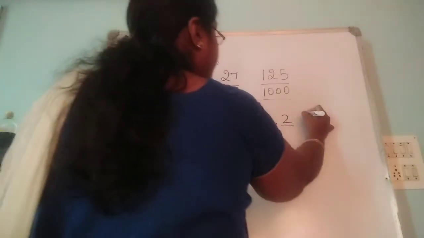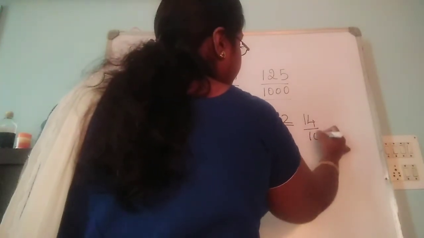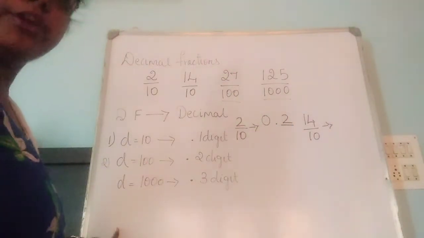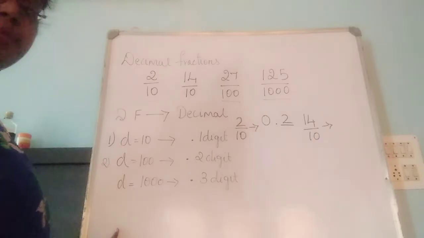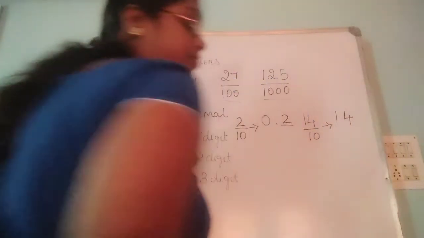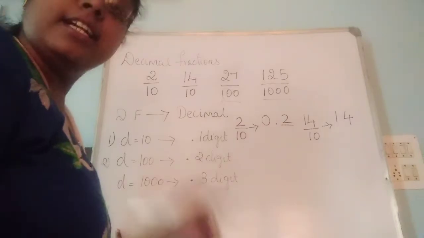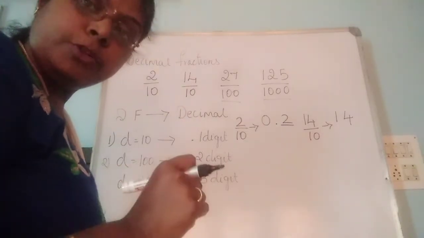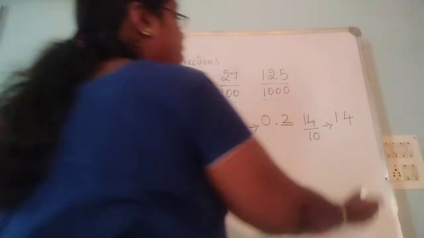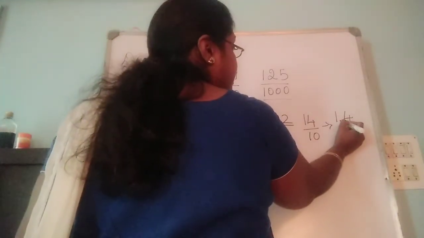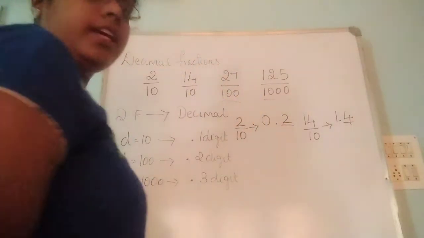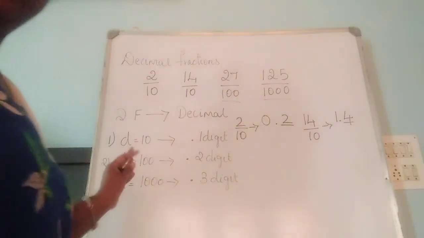Let's take an example of 14 by 10. First look at the denominator. The denominator is 10. That means after the point you should have one digit. I will show you in a very simple way. What is our numerator? 14. Please write down the numerator. Now place a point. Where will you place a point? After the point you should have one digit. So if I place a point here, after the point I will have one digit. So this will be suitable for the criteria. So 14 by 10 is 1.4.